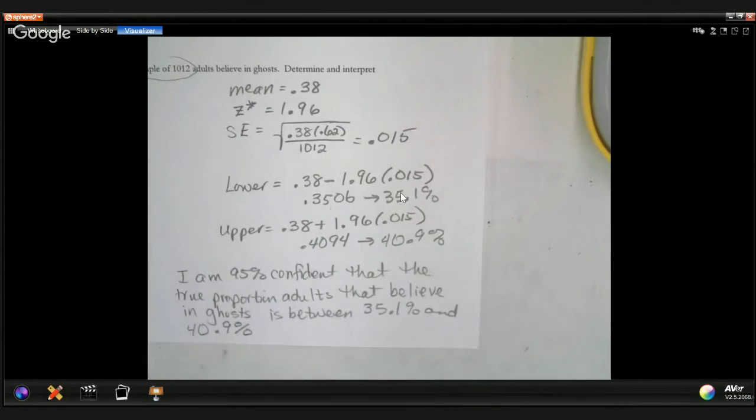So what this confidence interval does is allows us to say this even though we don't know the sample size. Regardless of sample size, I can be 95% confident that the answer I will get will fall in between these two numbers for the percent of people that believe in ghosts.